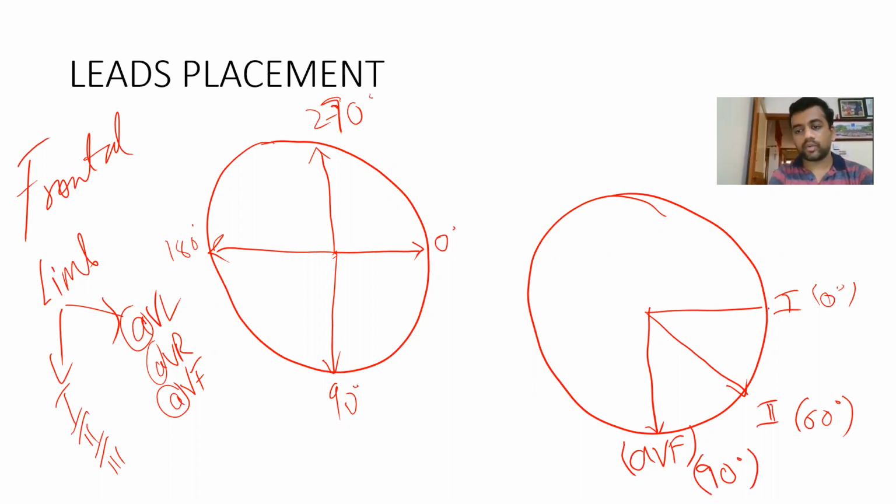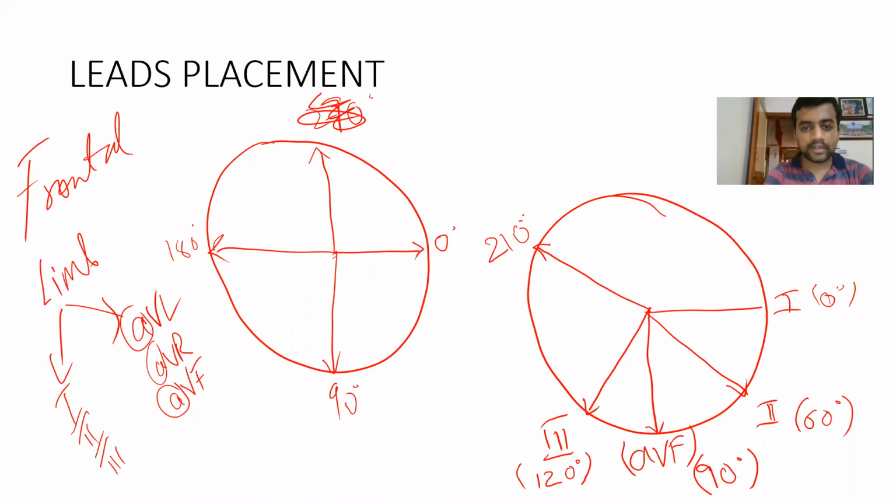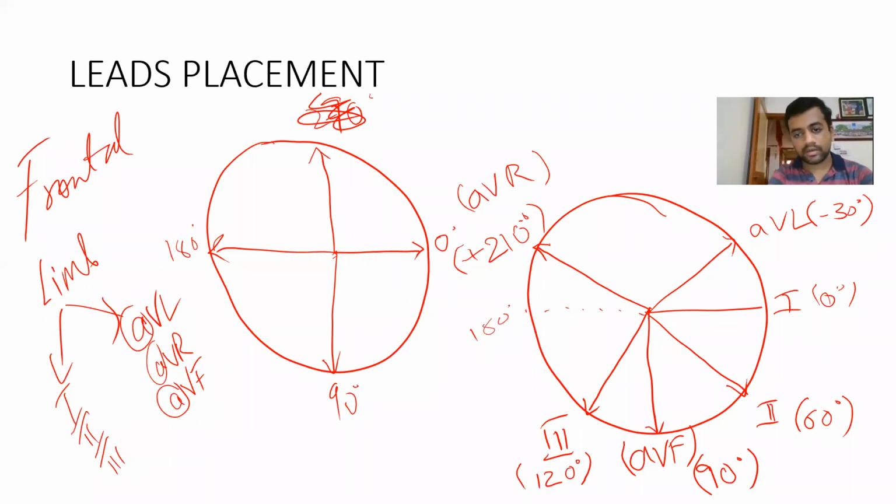Then we have lead 3 here, which we put at 120 degree. Then here we put AVL and AVR. Sorry, I got confused here. AVL is minus 30 degree, and AVR we put at plus 210 degree. This is your 180 degree here. And this is minus 90 degree.